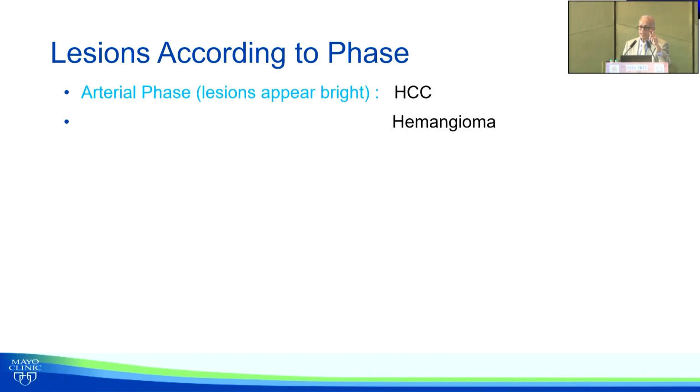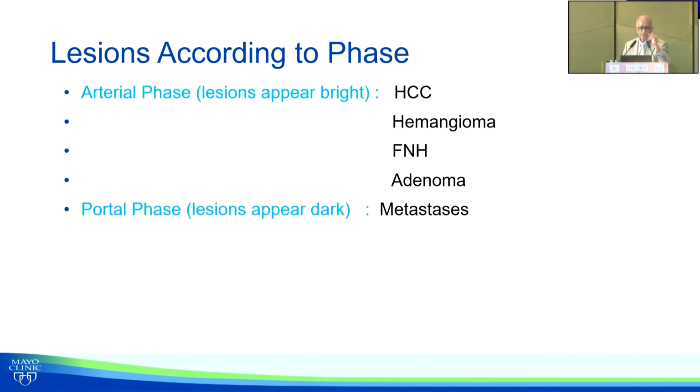HCC, hemangioma, which is the most common, focal nodular hyperplasia, and hepatic adenomas. Hemangiomas, don't worry about. FNH, do not worry about. In the portal phase, remember I said the whole liver looks white. So anything which is not normal liver will look dark. So metastases will look dark, but cysts and abscesses also will look dark.